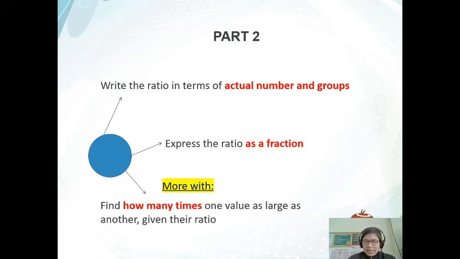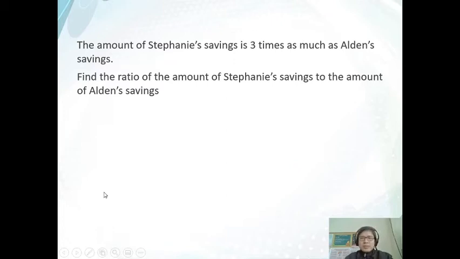Okay, ready? Let's start with an example of this method. Let's say we have a problem over here. The problem is: the amount of Stephanie's saving is 3 times as much as Alden's savings. Find the ratio of the amount of Stephanie's saving to the amount of Alden's saving. So we have a comparison right now. We compare Stephanie's saving and Alden's saving, and the sentence said Stephanie has 3 times.